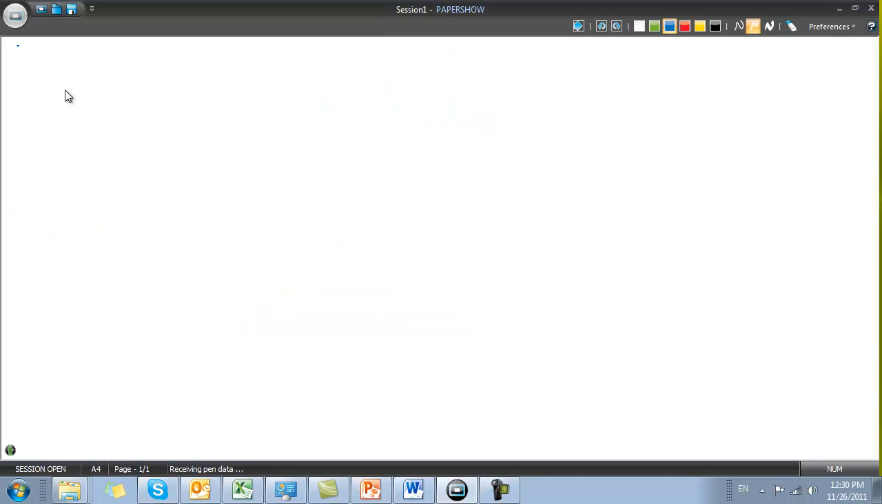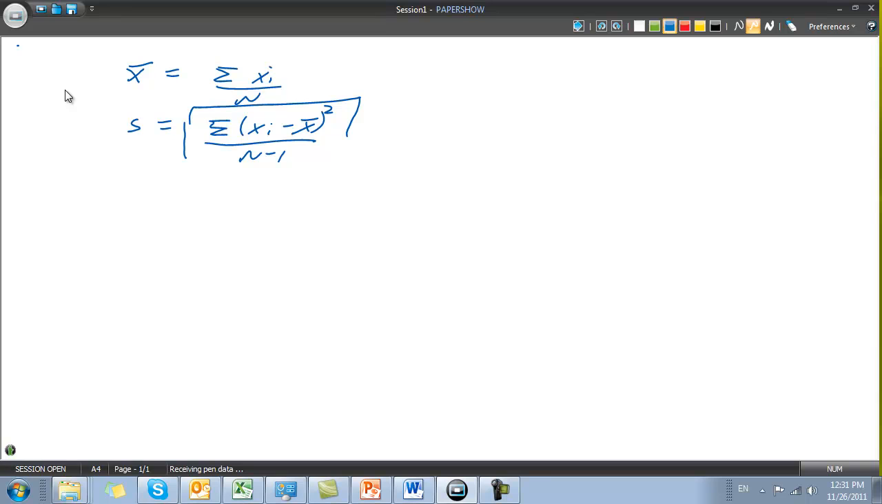So we have our arithmetic average as the sum of the positions divided by the total, and our sample standard deviation as the sum of the individual data minus the average squared divided by n less 1, and we take the square root of all of this.